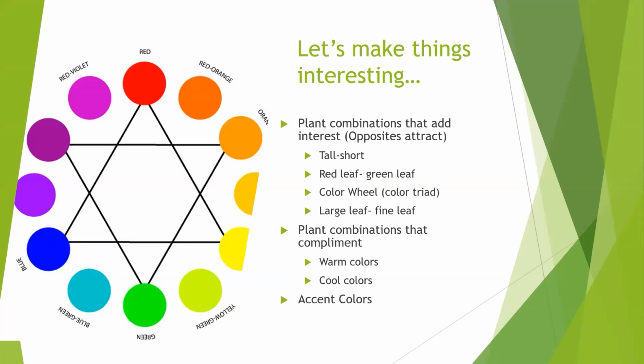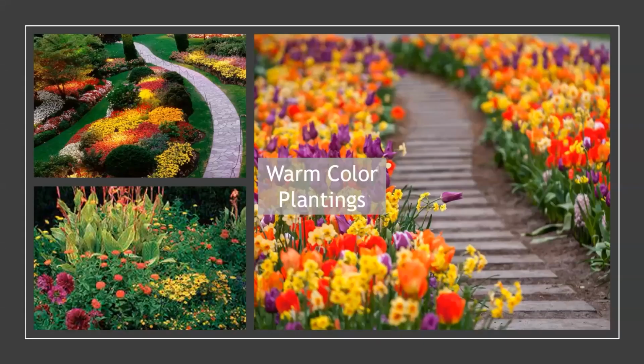And then those oranges and reds you would use a little bit more as an accent color. Okay, so these are some examples of warm color plantings. These warm colors have an effect on your attitude. These tend to be a little bit more energizing. They tend to be happier. They just make you feel that way.